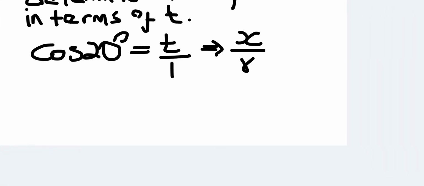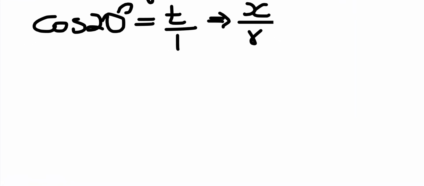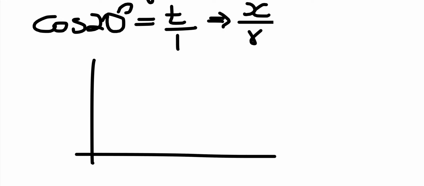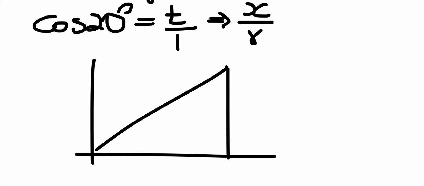So now I will need to draw that diagram. The diagram will be in the first quadrant. How do I know it's going to be in the first quadrant? It is because of that given angle, which is an acute angle. So that's how I know that my right-angled triangle is going to be in the first quadrant.